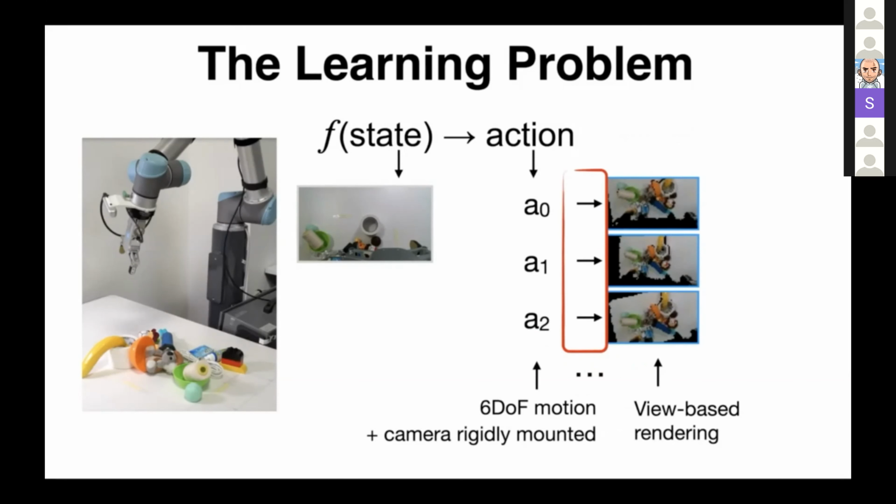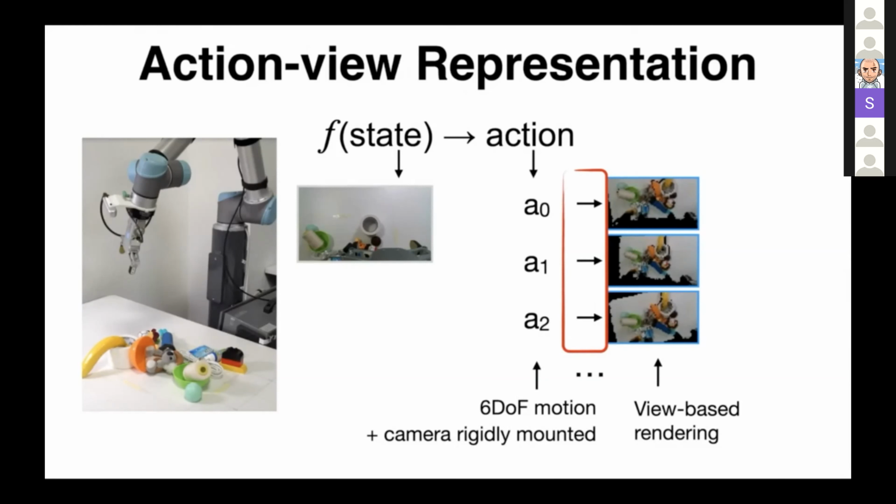So in this work, since the action is represented as a state of motion, and the camera is rigidly mounted on the robot's end effector, we can use a simple view-based rendering as a proxy for the predictive models. So we call this approach action view representation, where the action and its effects on state is explicitly modeled through view rendering.